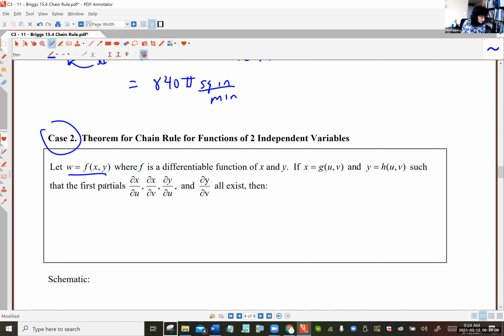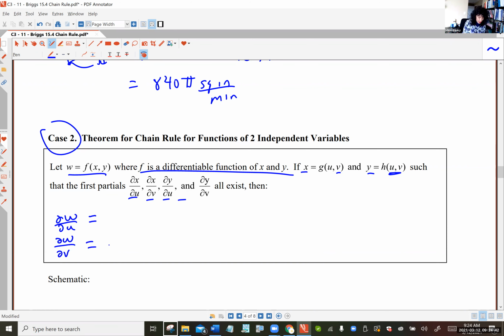So let's say W is a function of 2 variables, and it's differentiable with respect to those variables. Fantastic. And then X and Y themselves are 2 functions of 2 variables, U and V. So X equals g of u, v, and Y is a function h of u and v. And all of those first partials, dx/du, dx/dv, dy/du, dy/dv, all exist. Then you're going to have to worry about 2 partials, the partial of W with respect to U, because that is one of the independent variables, and the partial of W with respect to V.